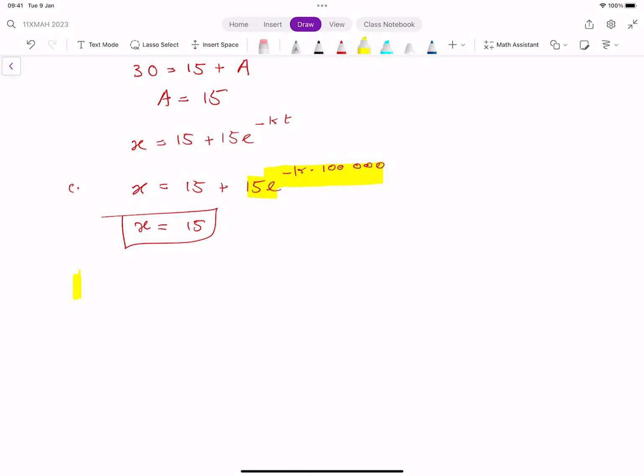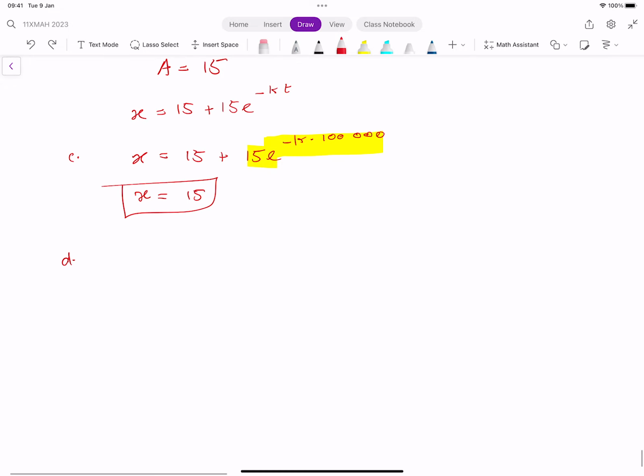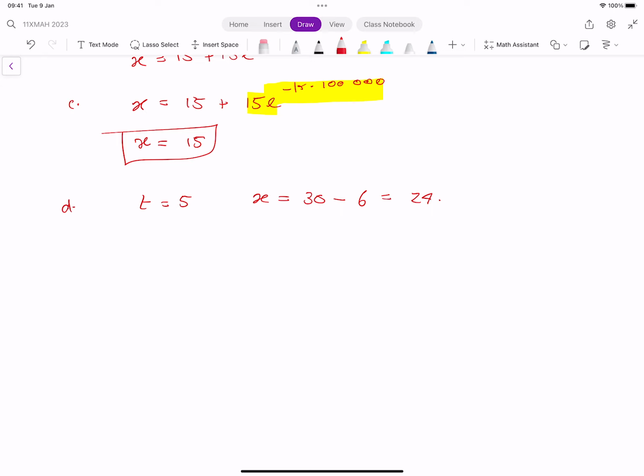Okay. Now, part D especially is where the textbook is wrong. The answer is wrong. The level of the right compartment has risen by 6 in 5 centimeters. Now, if the right compartment has risen by 6, that would imply that the left compartment has also decreased by 6. So after 5 minutes, the left compartment is going to be the initial 30 minus 6, so 24. So x is going to be 24. Now the textbook for some reason lets x be 6, which is completely wrong.